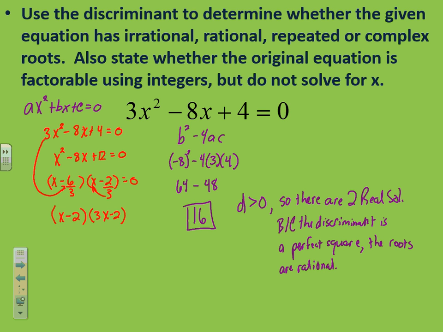And just double check me if you feel like it. FOIL that back out, and you'll wind back up to 3x squared minus 8x plus 4. But those would be the two factors. So first of all, the discriminant, because it's a perfect square, says it should be able to be factored, which we can. And there are two real solutions. So if I set both of those factors equal to 0, that'll tell me what the solutions are. So anyway, I just wanted to throw that out there as evidence rather than just saying take my word for it.